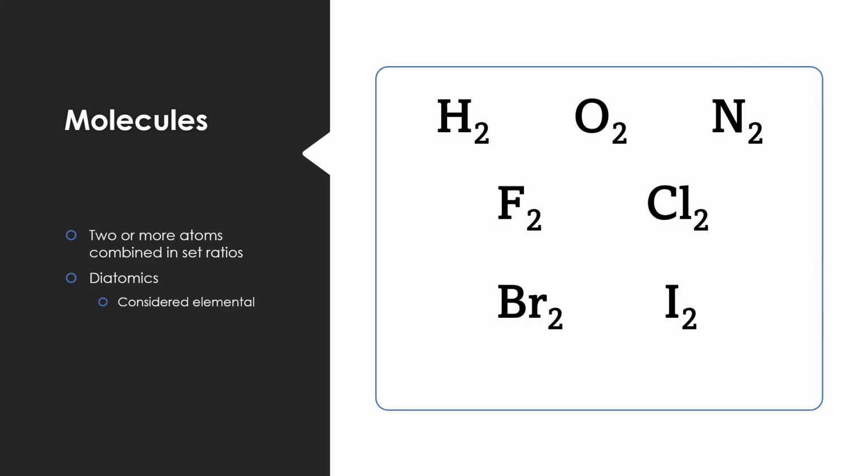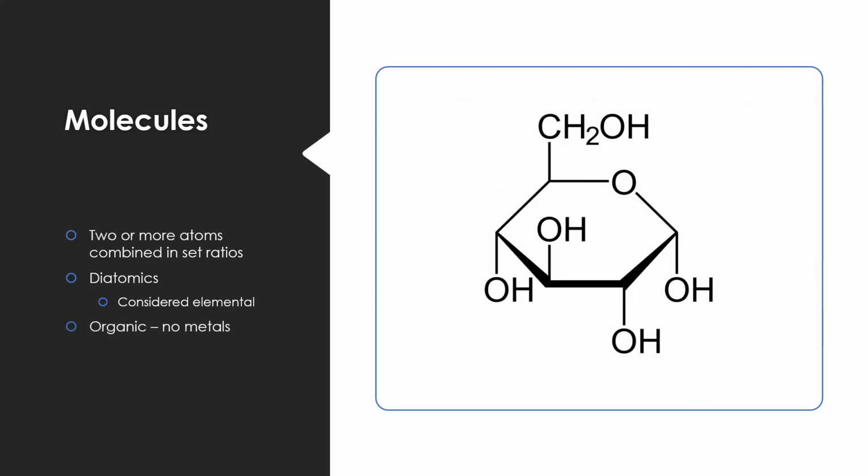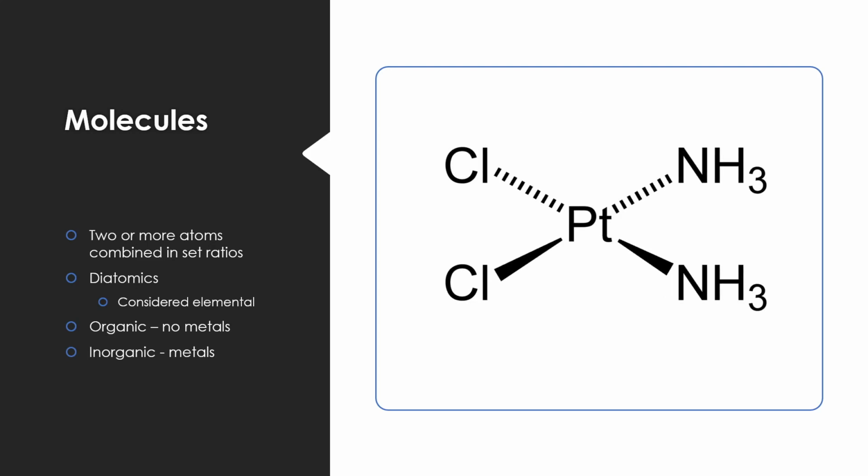There are some other ones like phosphorus is usually P4, sulfur is S8, that you probably don't need to know off the top of your head. These 7 you probably need to memorize. So we can differentiate between organic molecules, which don't have metals and generally have a lot of carbon, and inorganic molecules, which do have metals and they could contain carbon, but generally, so organic and inorganic doesn't necessarily have anything to do with life. It just has to do with metal versus non-metal.